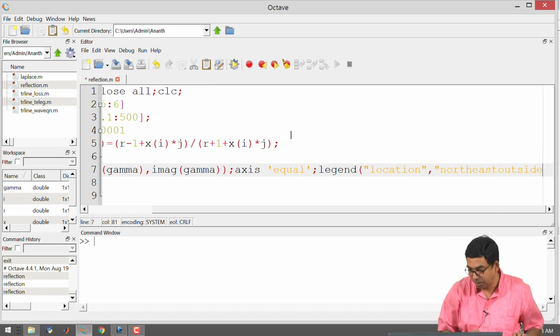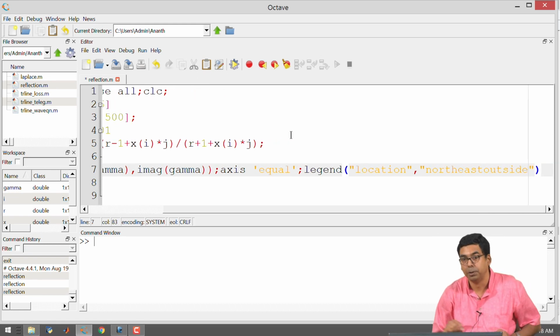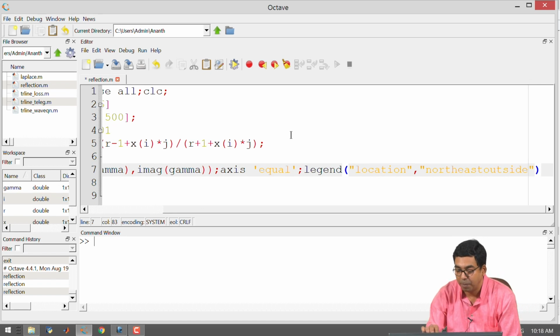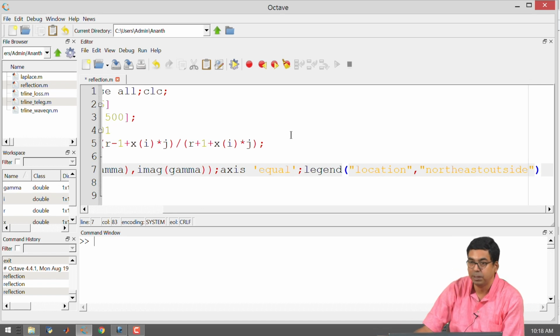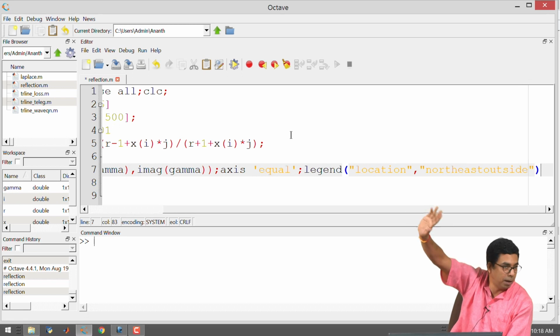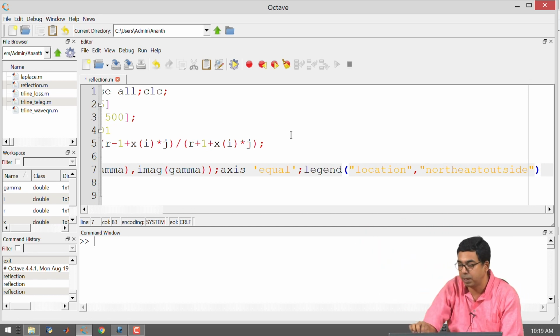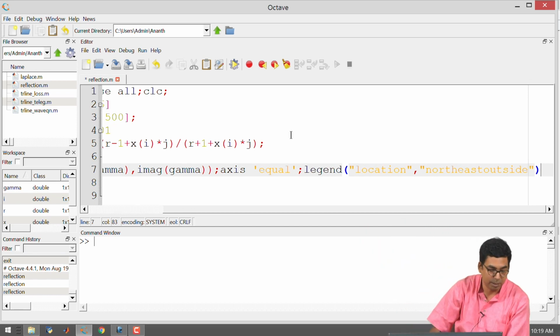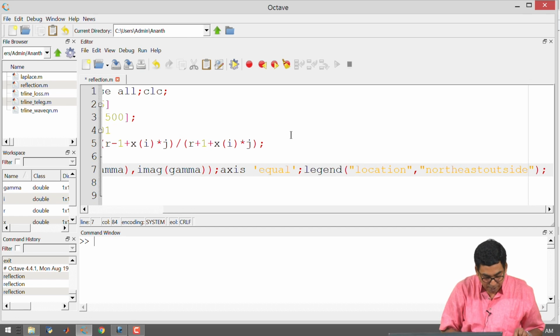So, it is a lot of parameters, but you will get used to it. So, the legend I am going to place it at a location which is on the northeast side of the graph, that is top right, and I do not want the legend to come inside the plot at all, I want it to be completely outside. So, I am just saying northeast outside, it is just syntax in Octave.